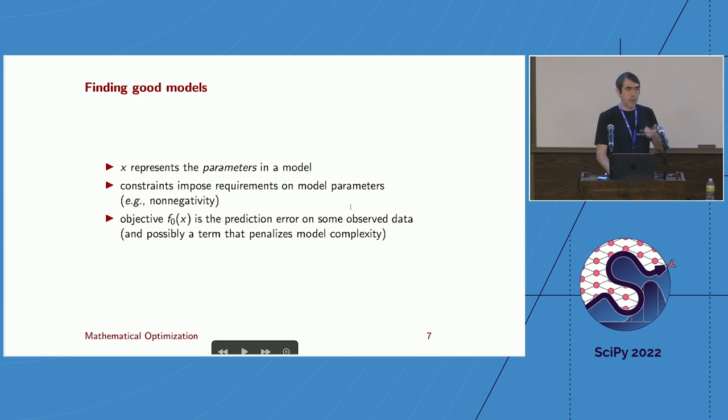Finding good models. A lot of you are probably familiar with machine learning in some form or another. This is the machine learning use case where x is not really a physical thing that you're doing or building. It's just these more abstract parameters in your model. And here you're not as likely to have any constraints. You might have some, like that they sum up to one, just required by the model that you're using. But constraints are less common in this situation. And then you want to minimize your training error, perhaps with a regularization term.